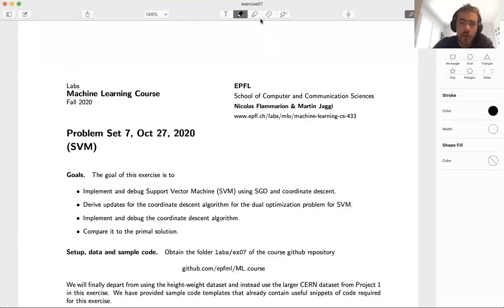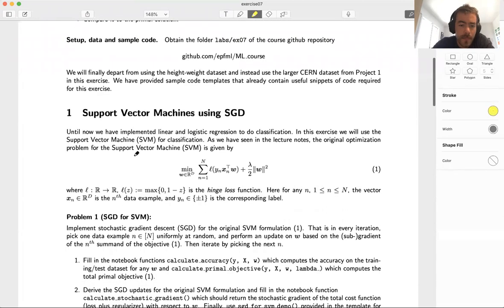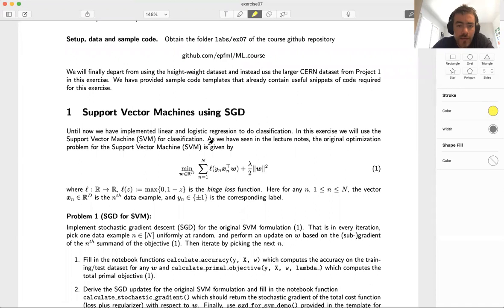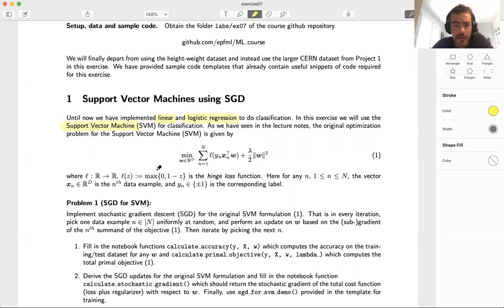So this week we're going to focus on problem set number 7, which deals with SVM. Up until now in class, for classification, you've seen linear regression, which is a clumsy way of doing classification. And then you saw a more appropriate method, which is logistic regression. Here we're going to focus on a new method, which is support vector machine, or SVM, which is for classification.